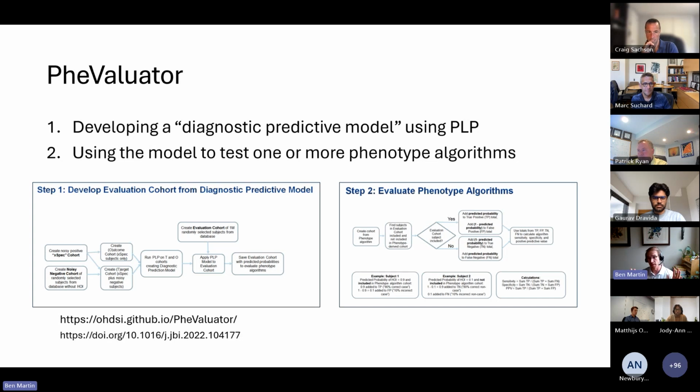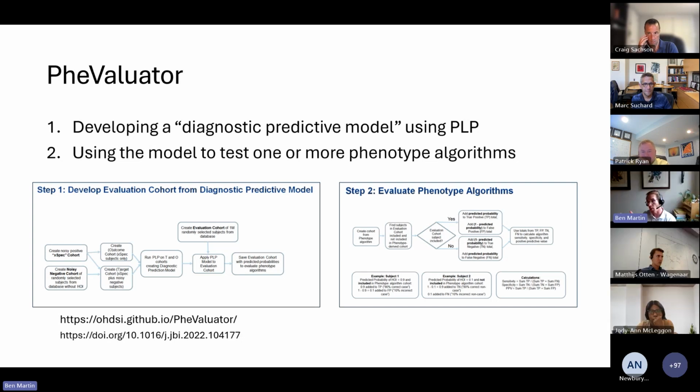This is something that has multiple papers to explain it in more detail. Thankfully, we had Joel to help us along the way, but the big picture is that we use particular phenotypes, or cohort definitions, to train a patient-level predictive model solely for the purpose of then evaluating the actual phenotypes we want to test for use in a research question.